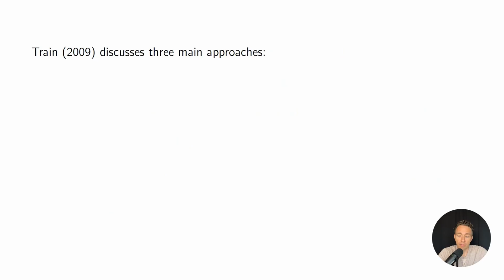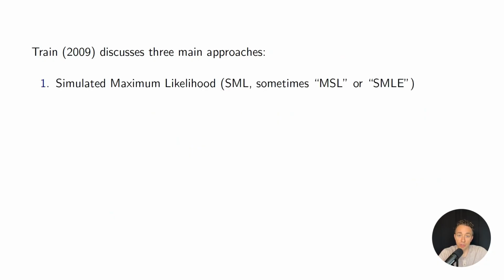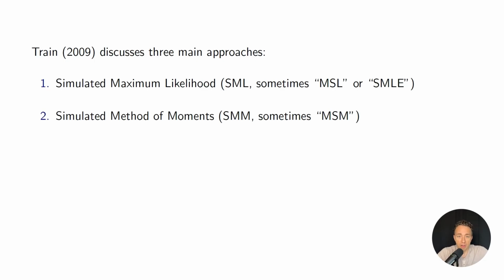If you go to the Kenneth Train textbook on discrete choice modeling, he covers three simulation-based estimators. The first is simulated maximum likelihood. Some people might call this maximum simulated likelihood. So you might see it as either SML or MSL or SMLE. The second is simulated method of moments, which again, sometimes people will say method of simulated moments instead of simulated method of moments. So you might see it written as MSM or SMM. Then finally is the method of simulated scores, which is universally depicted as MSS when abbreviated.